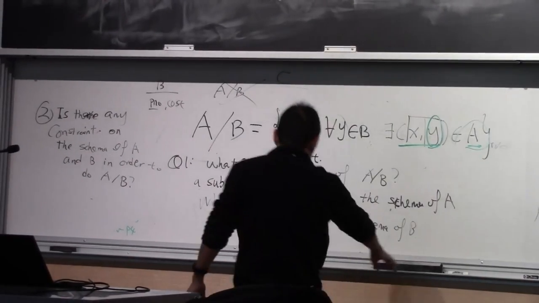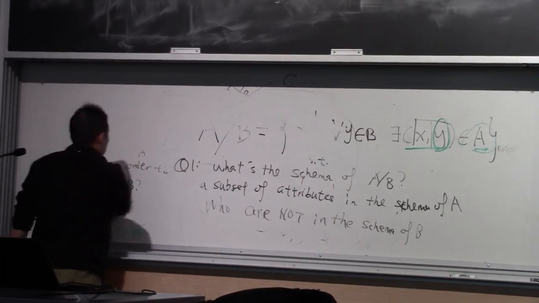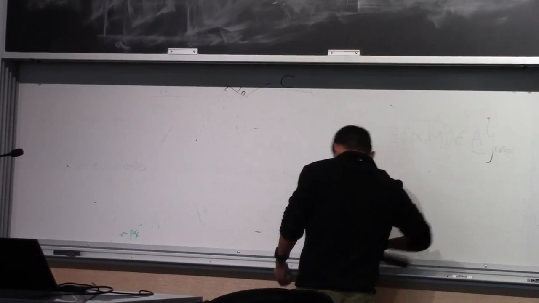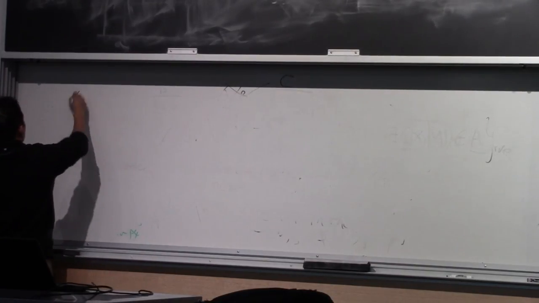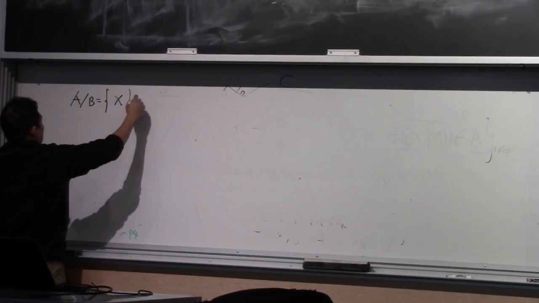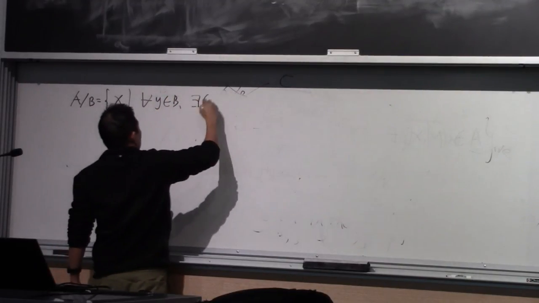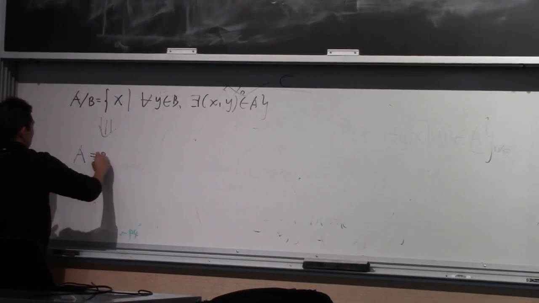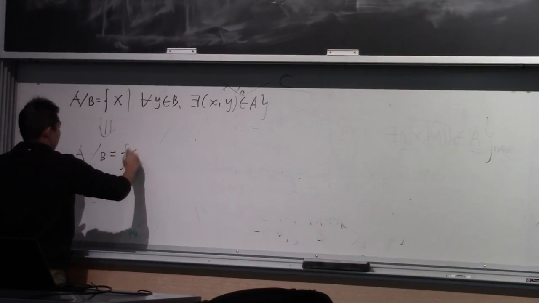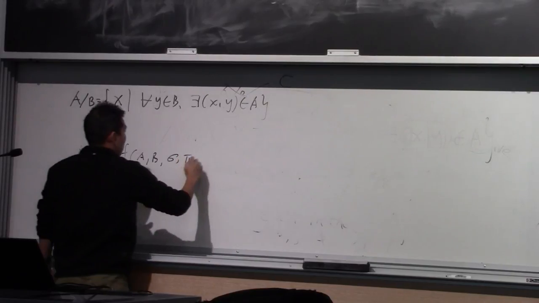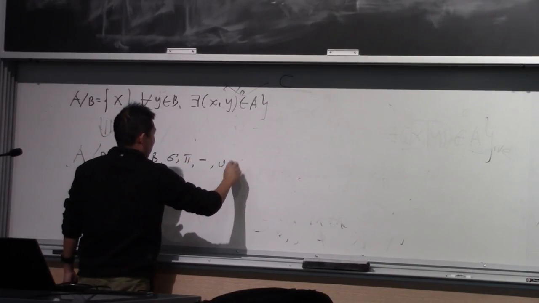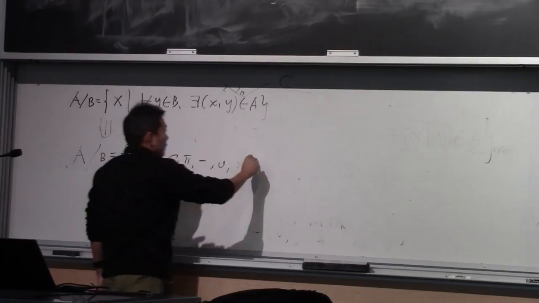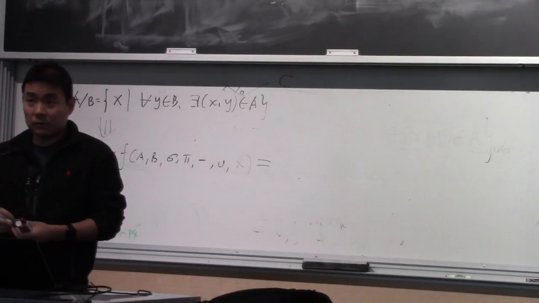Next, the final task. How do I reproduce that? All the x such that for any y in B, there exists x, y in A. That's what I want to do. But how do I translate this to a function of A, B, selection, projection, set difference, union, and cross product? How do I express this as a function of these basic operators? Do you all follow what I'm saying?